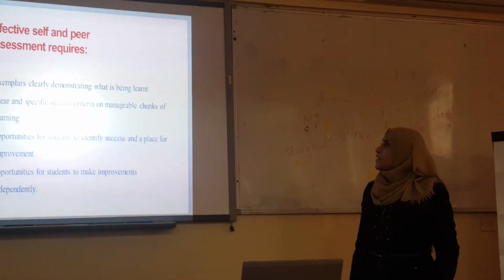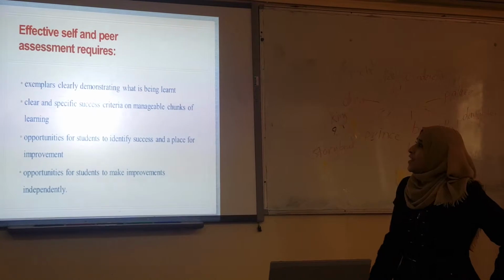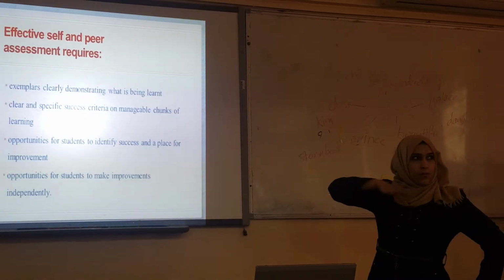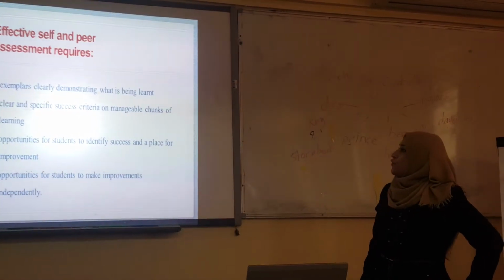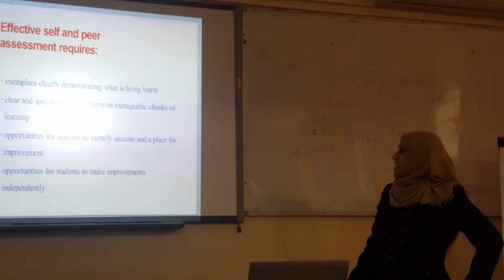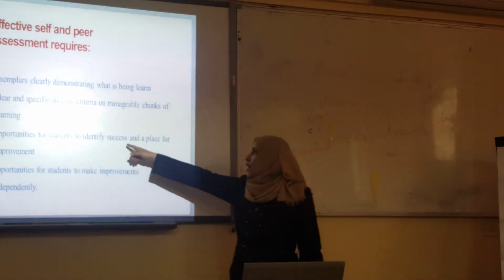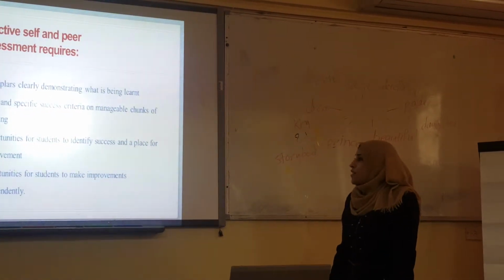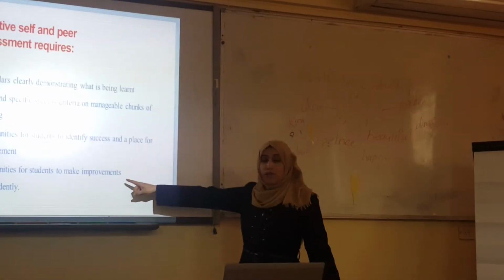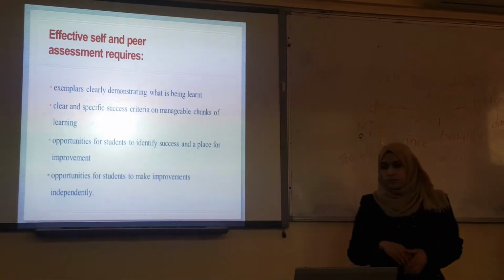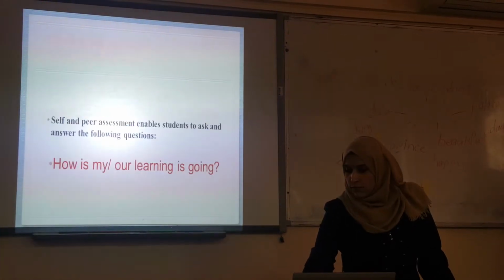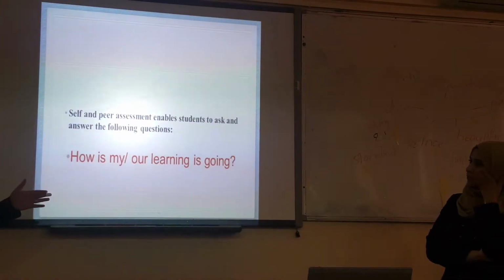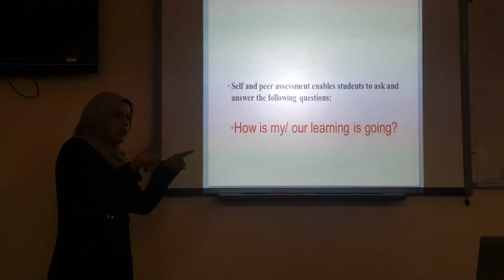Effective self and peer assessment requires the following: clearly illustrating what is being learned, clear and specific success criteria that should be agreed upon between the teacher and the students on manageable chunks of learning, opportunities for students to identify success and a place for improvement, meaning what did they write and what needs to be improved, and opportunities for students to make improvements independently, and this is what we are after, to build autonomous learners. So you have to model first and show other students' work to improve modeling, to model in front of your students again. Then you can make them assess themselves, then work with their partners.